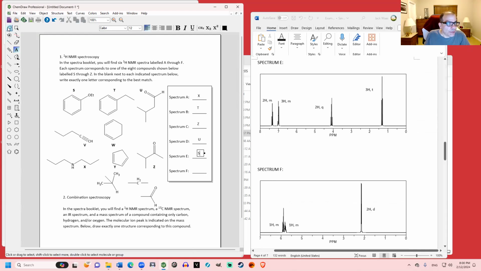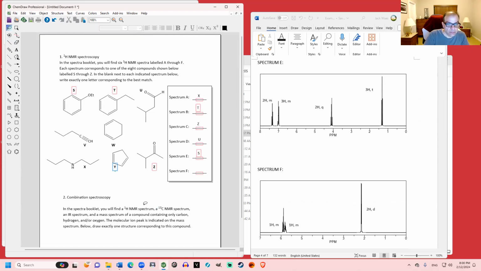And then last but not least, this one's probably the hardest one. We have a total of 2 types of hydrogen in the alkene range, the vinylic range. One of one type and one of another type, both with multiple hydrogens next door. We've got complex splitting. And then we've got a 2H doublet that I would say looks like it's allylic. It's one carbon away from a carbon-carbon double bond.